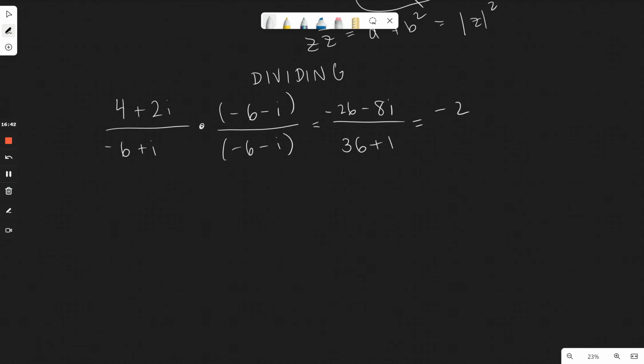And this does not simplify nicely. I just chose random numbers, but sometimes they actually do simplify nicely. You'd be surprised. Over 37, which you can write like this, but a lot of times you should write them as negative 26 over 37 minus 8 over 37 i. But both ways are correct, and you will probably see them both ways when you're doing problems.